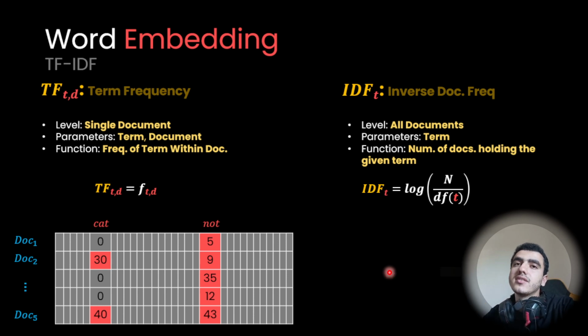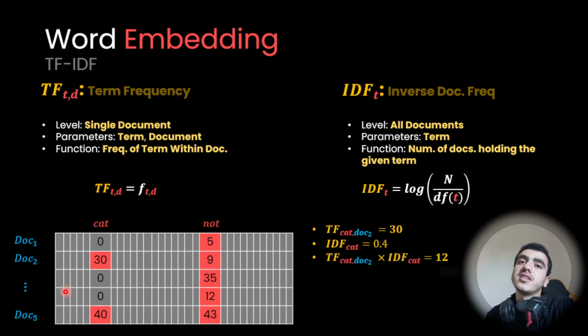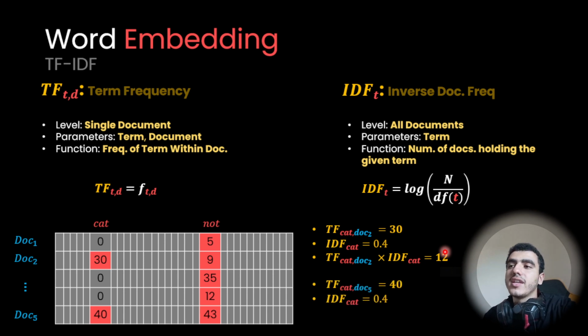And the other part, which will be counting the number of times the cat exists, it is here 30. So it's high, and also it didn't appear in more than 2 documents only. So it also has a high IDF score, which would be 0.4. So the TF-IDF will be 12, which is pretty much higher than the word not. And if I calculate the TF-IDF for the cat in document 5, it would be 16.